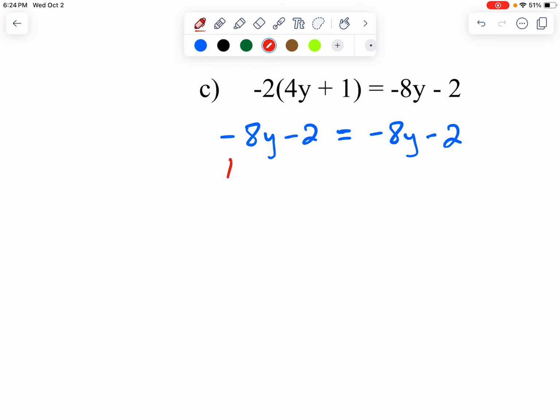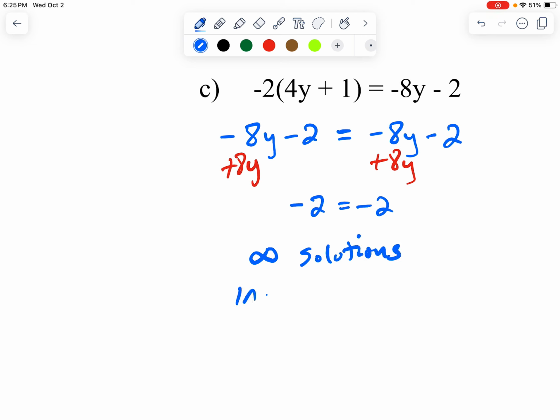When I start doing things to both sides, when I add 8y, what happens? They go away on both sides. So I end up with negative 2 equals negative 2. My variables went away, and I'm left with a true statement. I could add 2 to both sides again, but it's unnecessary. I would just end up with 0 equals 0. So this is that case where I have infinitely many solutions.